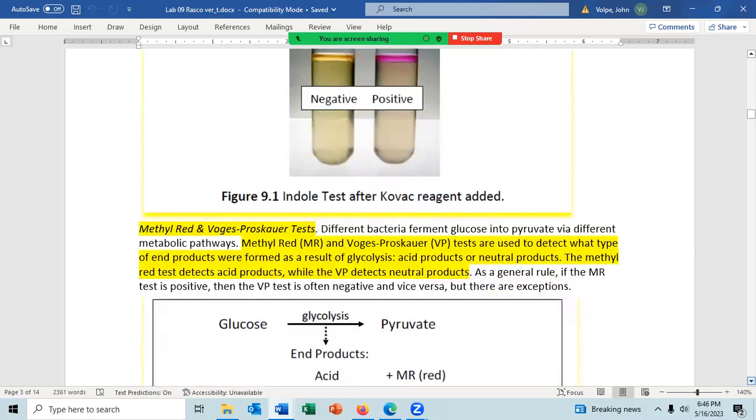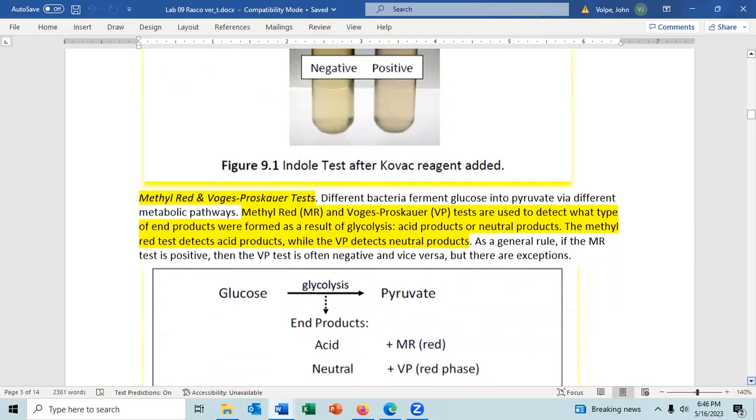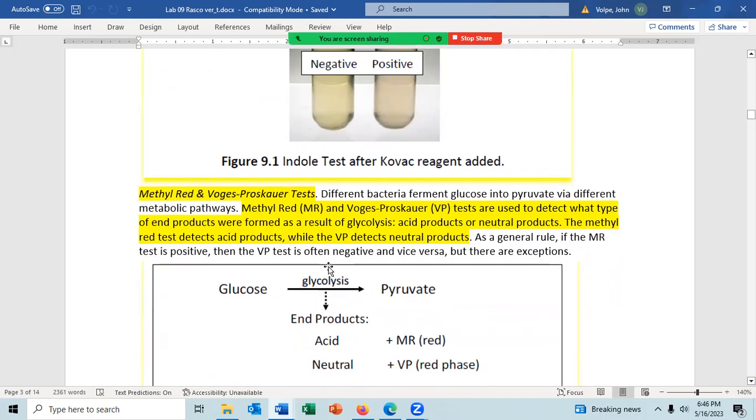Two other tests we're going to talk about are the methyl red test and the Voges-Proskauer test. These two tests are usually started together in one tube. You then incubate the tube and then split the tube into two tubes. In one tube, you run the methyl red test, and in the other tube, you run the VP or Voges-Proskauer test. Okay? So usually these tests are started together, and then you split it to do the methyl red test and the Voges-Proskauer test.